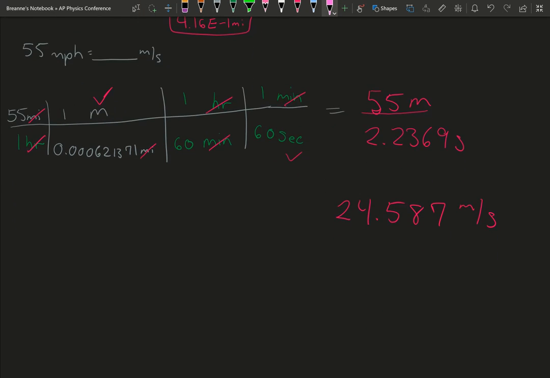To put it into scientific notation form, you're going to move it over 1. You're going from bigger to smaller, so it's a positive. So our answer is going to be 2.46 e to the 1 meters per second. So that's how you convert that one.